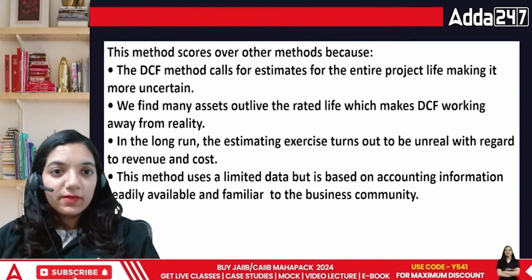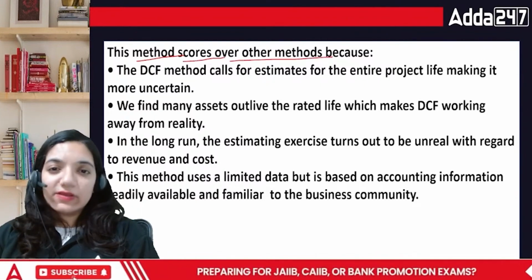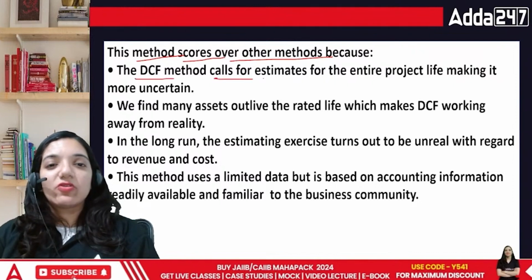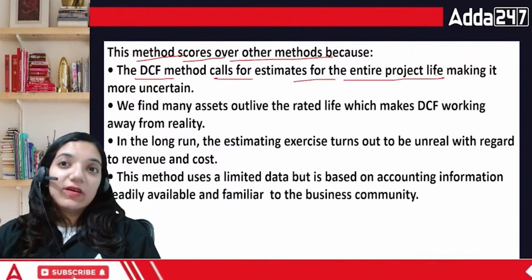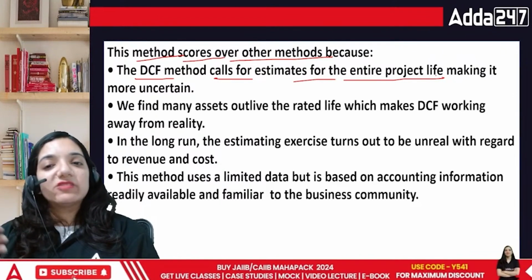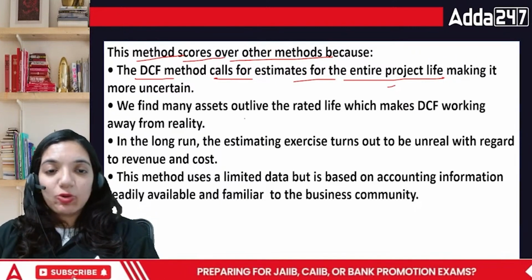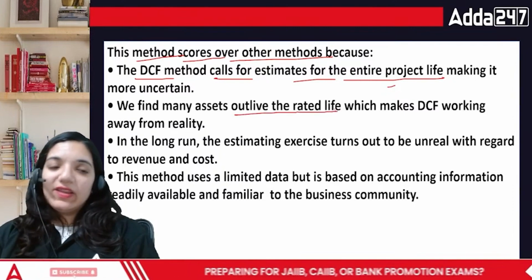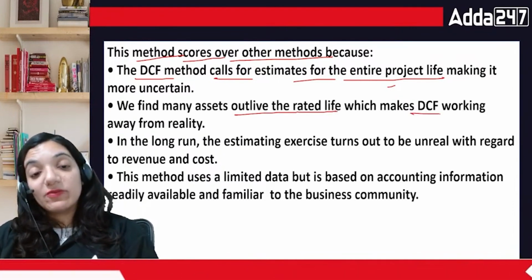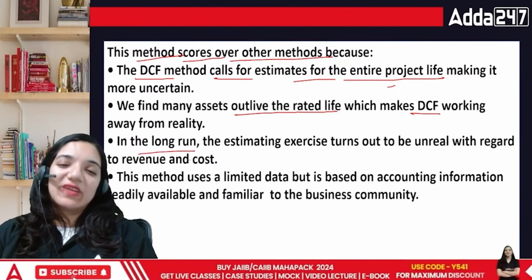Let's look at the next point. This method scores over the other methods because this is a little better method. This is one of the best methods. The discounted cash flow method calls for estimates for the entire project. Payback period just looks at the period in which we can recover funds. This method takes into account overall whatever money you're making. We find many assets outlive the rated life. There are certain assets which go beyond that period even. In the longer run, in the books of accounts, if you see good money, then only we can say so.